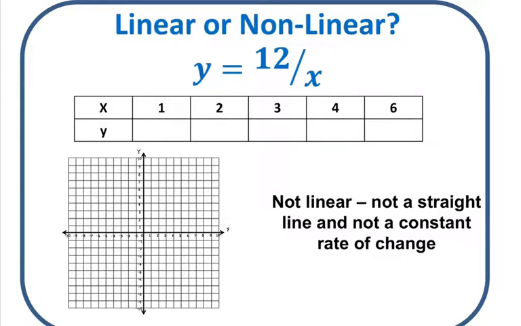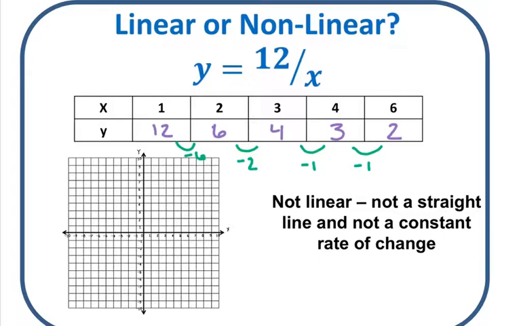Okay, here we have y = 12 over x, so we should recognize that it's not in the form of y = mx + b, but let's see what happens when we calculate this. 12 divided by 1 is 12. 12 divided by 2 is 6. 12 divided by 3 is 4. 12 divided by 4 is 3. 12 divided by 6 is 2. So if we're looking at this, this is a change of 6, change of 2, change of 1, and a change of 1. So we can see that's not a constant rate of change. Those are changing at different rates.